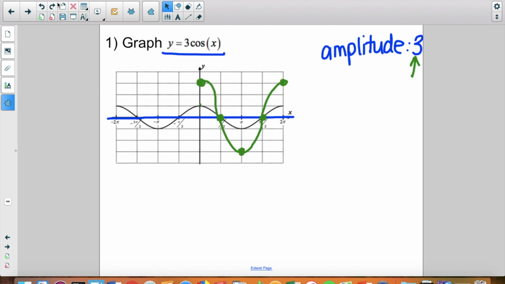Now we can go in the other directions if we'd like. So then we'd go 0, and then we'd go down 3, then back at the midline, and then up 3. So that would be a complete graph of cosine with the amplitude of 3.